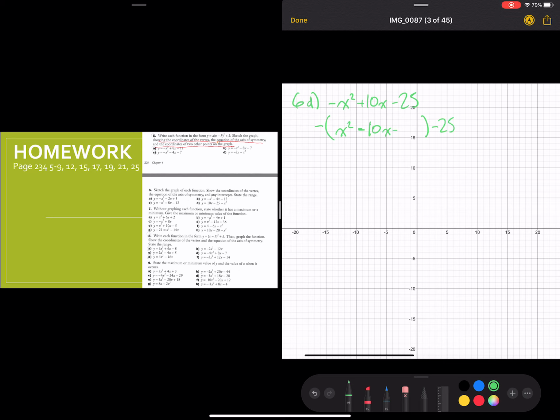Now, I have to add and subtract something to complete the square, because I want to make this a perfect square. So what do I have to do? Divide this 10 by 2 and square it. 10 over 2 squared. I have to add and subtract that. Well, that's just equal to 5 squared, and that's equal to 25. Plus 25 minus 25.